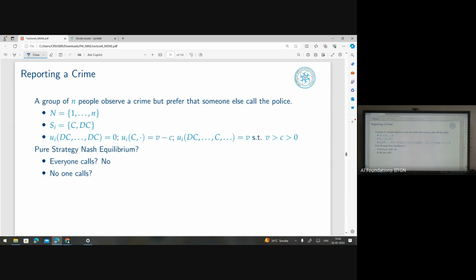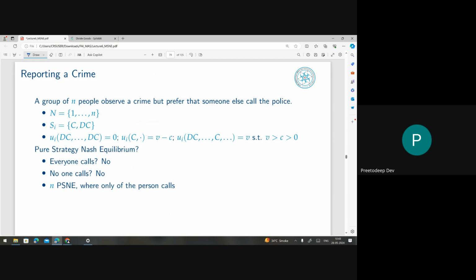Similarly, if no one calls, is it a Nash equilibrium? Even if one of them calls, they'll get a strictly better outcome of B minus C compared to 0. So what will be the PSNEs? I have already given the answer. There are n pure strategy Nash equilibria in this game, where only one of the persons calls.